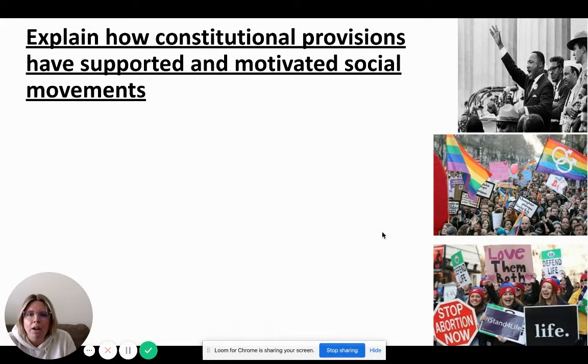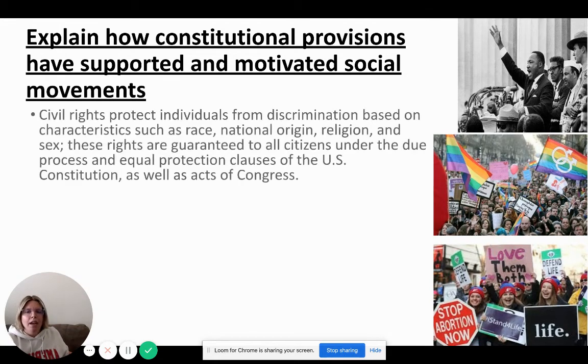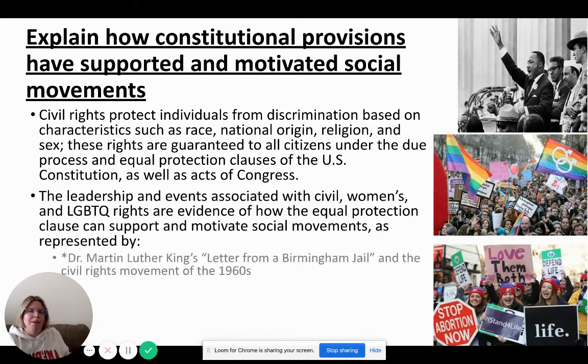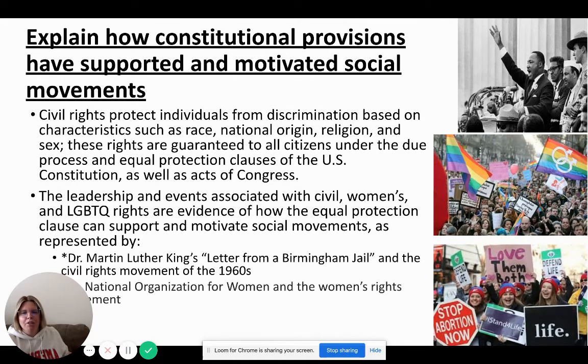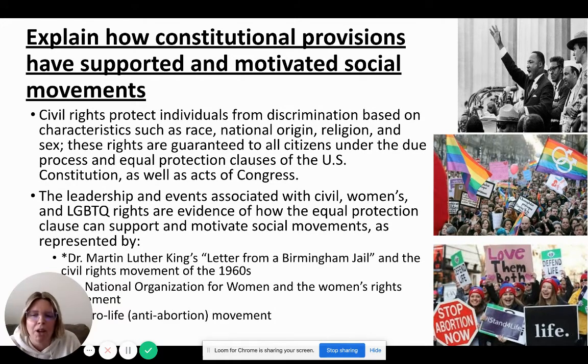Okay, explain how constitutional provisions have supported and motivated social movements. These social movements likely would have happened anyway, in my opinion, but they get their basis from the Constitution, and from the idea of people rising up and saying, this isn't okay anymore. Why do we have this law still? Or why do we have this discrimination practice still? Or why is this thing institutionalized that is just negative and hurts people and keeps people down and oppressed?